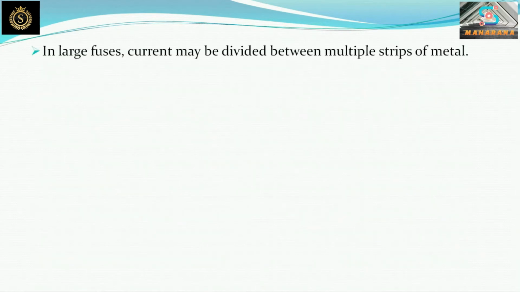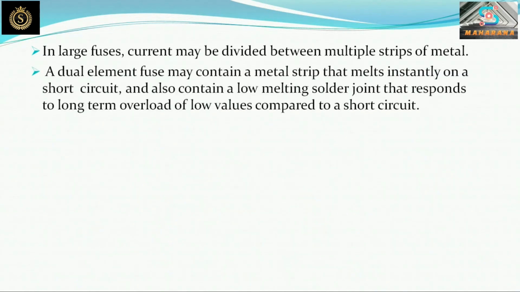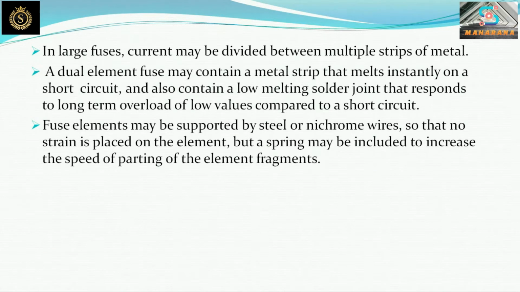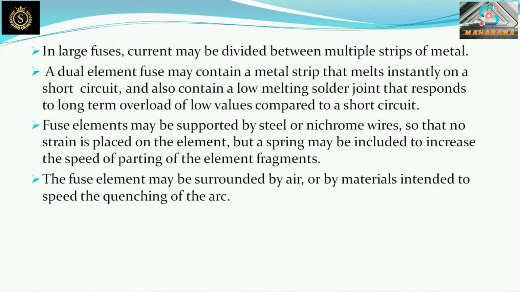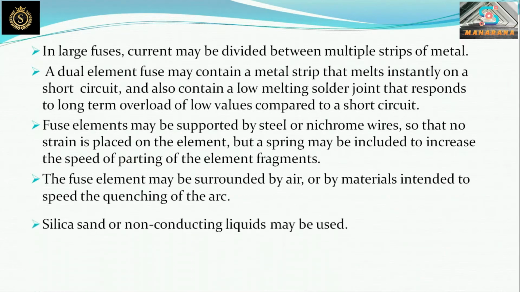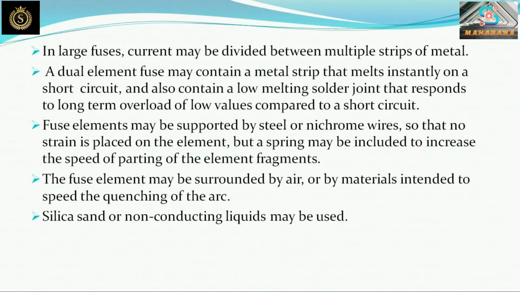In large fuses, current may be divided between multiple strips of metal. A dual-element fuse may contain a metal strip that melts instantly on a short circuit, and also contain a low-melting solder joint that responds to long-term overload of low values compared to a short circuit. Fuse elements may be supported by steel or nichrome wires, so that no strain is placed on the element, but a spring may be included to increase the speed of parting of the element fragments. The fuse element may be surrounded by air, or by materials intended to speed the quenching of the arc. Silica sand or non-conducting liquids may be used.